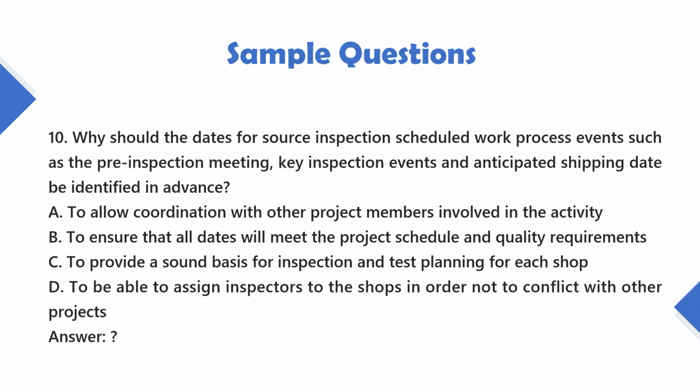10. Why should the dates for source inspection scheduled work process events, such as the pre-inspection meeting, key inspection events and anticipated shipping date, be identified in advance? A. To allow coordination with other project members involved in the activity. B. To ensure that all dates will meet the project schedule and quality requirements. C. To provide a sound basis for inspection and test planning for each shop. D. To be able to assign inspectors to the shops in order not to conflict with other projects.